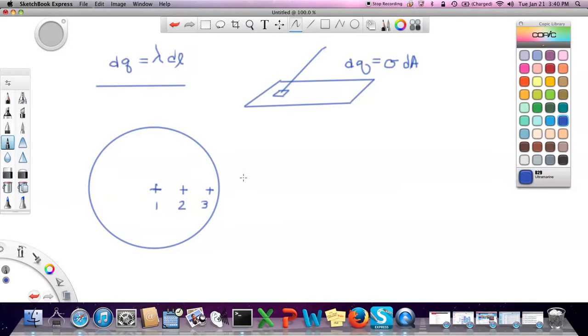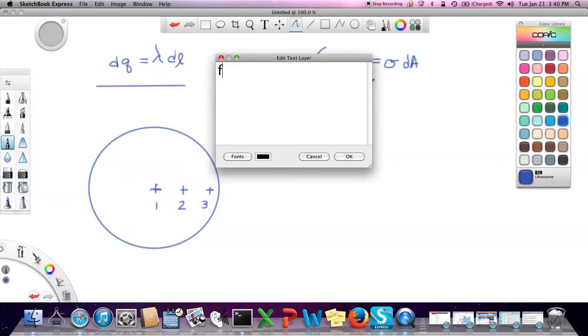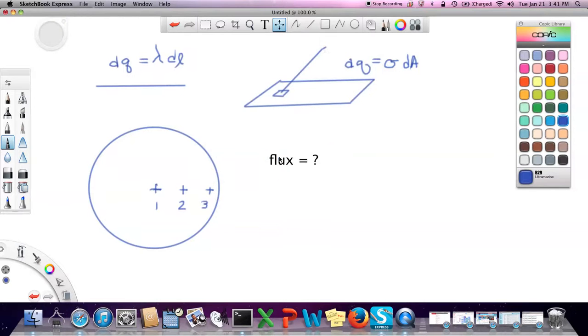What I'd like to know is, what is the flux from each of those charges? Are the fluxes the same? Are they different? Once you've answered that, what does that mean? What does that tell you?